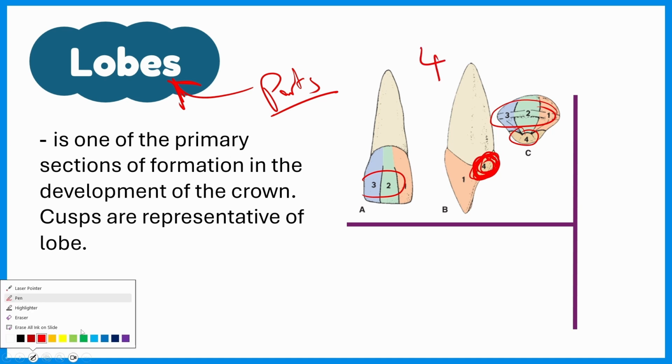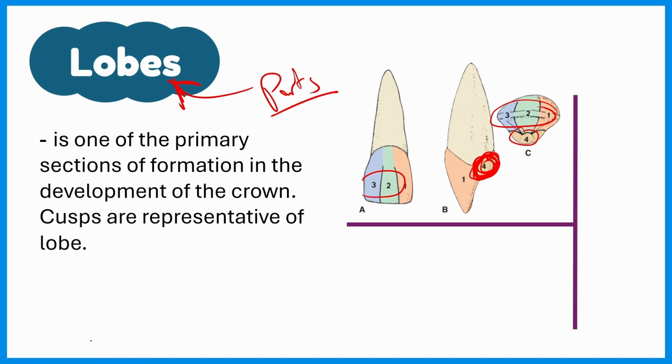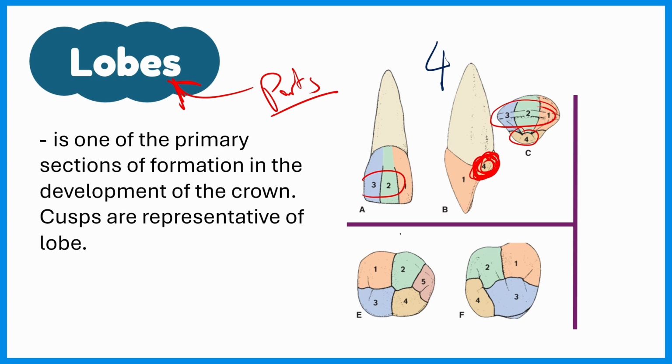So, anterior teeth have 4 lobes. For the molars, it depends on the amount of cusps it has. For this tooth right there, it has 5 cusps: 1, 2, 3, 4, 5. Each cusp represents a lobe. So this one has 5 lobes, and this one over there has 4 cusps, so it has 4 lobes: 1, 2, 3, 4.